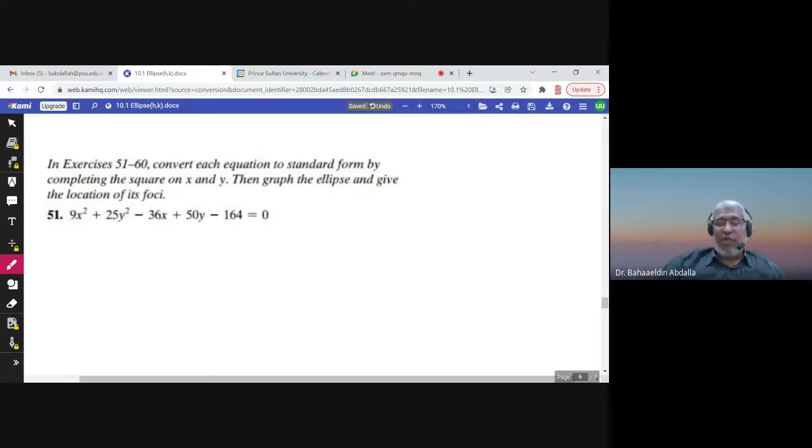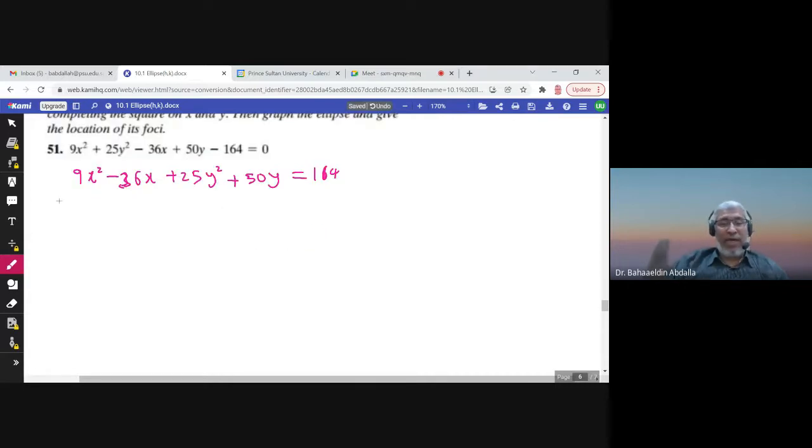Convert each equation to the standard form by completing the square in x and y. Then graph the ellipse and give the location of the foci, as we did in the examples. I write the x's together, the two terms, and also the two terms with y beside each other. I take the number to the other side.